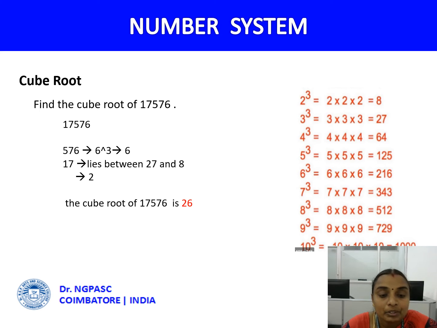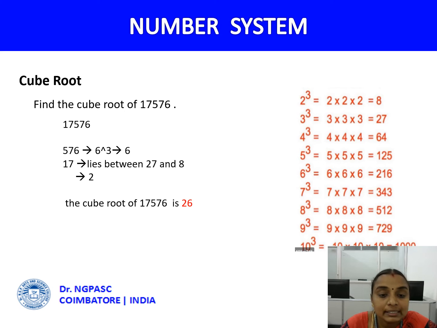See here, 576, the last digit where it ends is 6. Why am I putting 6 here? Because 2 cube is 8, then 3 cube ends in 7, 4 cube ends in 4, 5 cube ends in 5, 6 cube ends in 6, 7 cube ends in 3, 8 cube ends in 2 and 9 cube ends in 9. And 10 cube ends in 0. So you have to remember it easily.